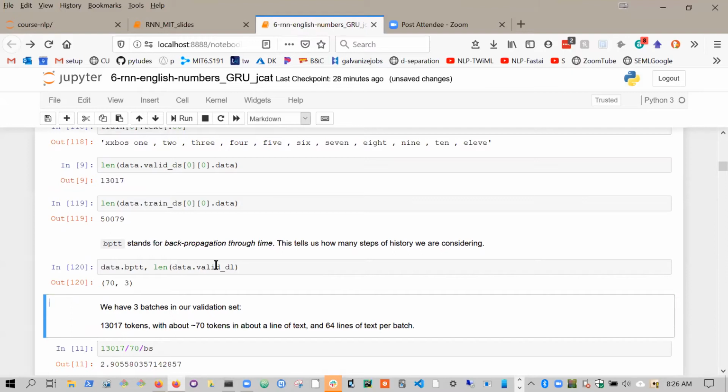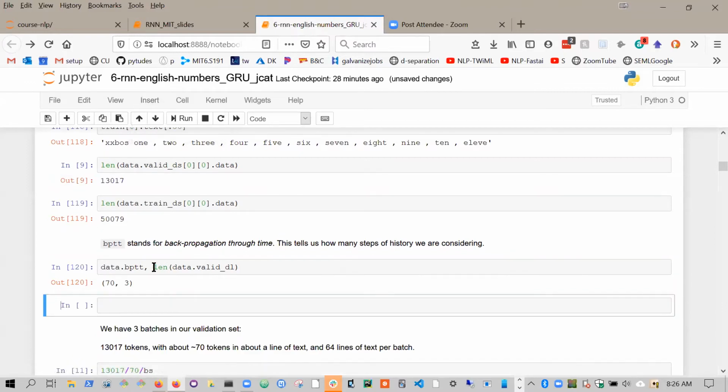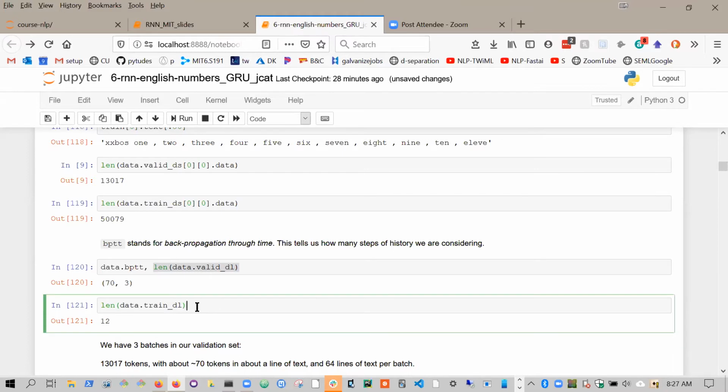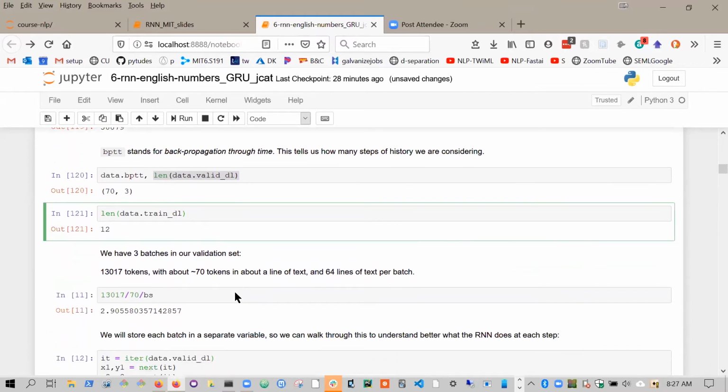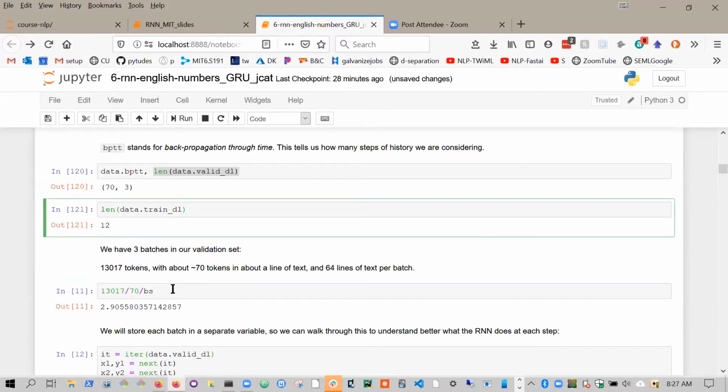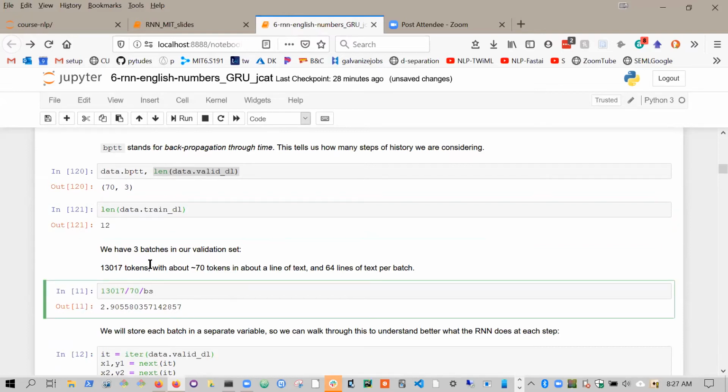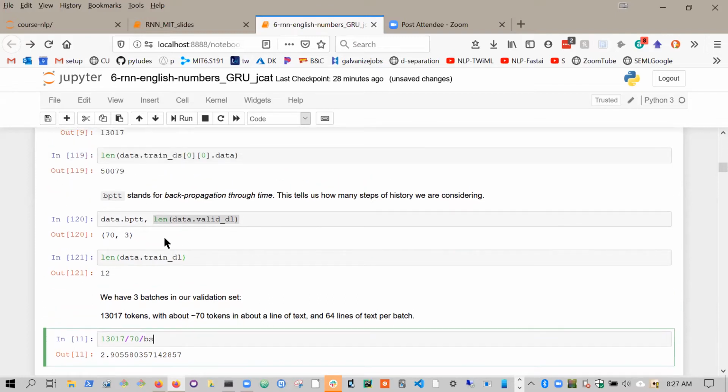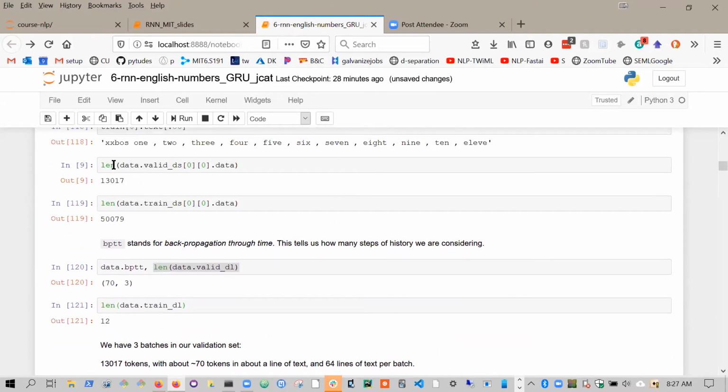And the length of the data loader tells us how many batches we have in the validation set. And we can do the same thing for the training set to find out how many batches we have in the training set. Probably the same. Oh, we have 12 batches in the training set. Okay. So here they have 13. We already saw that, where is that 13? There it is. The length of the validation data is 13,017 tokens.